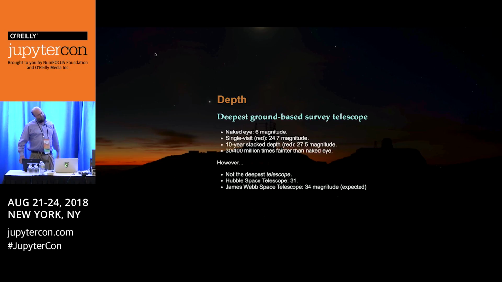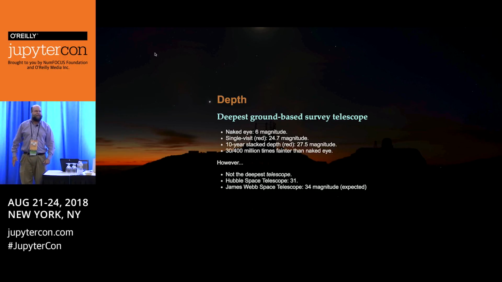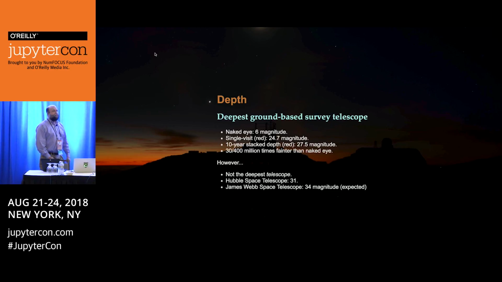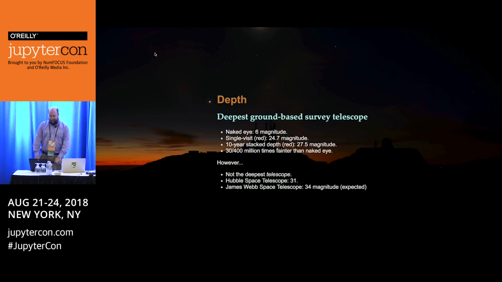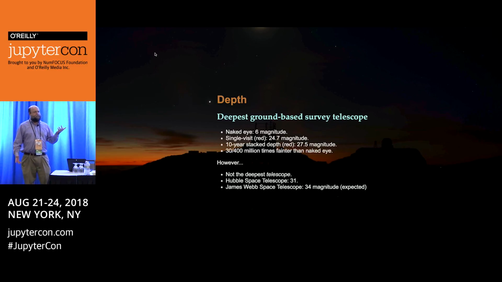Now, a single visit from the LSST can see 24.7 magnitude, which is very, very dim indeed. And if we stack all our images over 10 years, we can get object detection down to 27.5. So that's 30 to 400 million times fainter than the naked eye, depending on whether you're talking about single visit or stacked depth, which doesn't mean much.